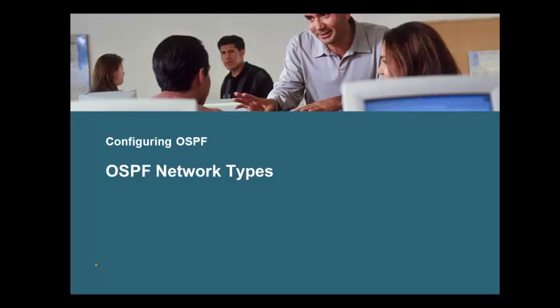So whenever the network type is broadcast, there will be a DR-BDR election. In point-to-point, there won't be a DR-BDR election. I want to show you this.